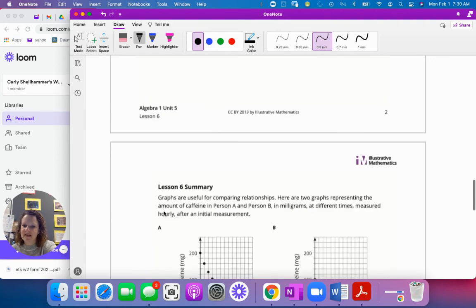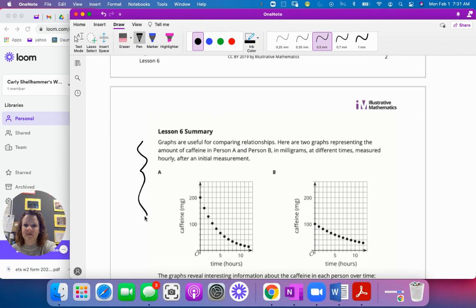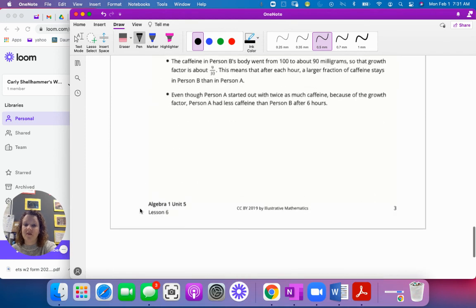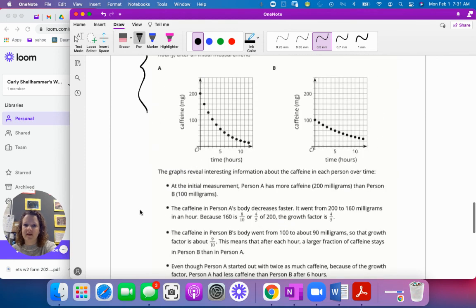But it is important. There is our lesson summary, which is a great way to study for an assessment.